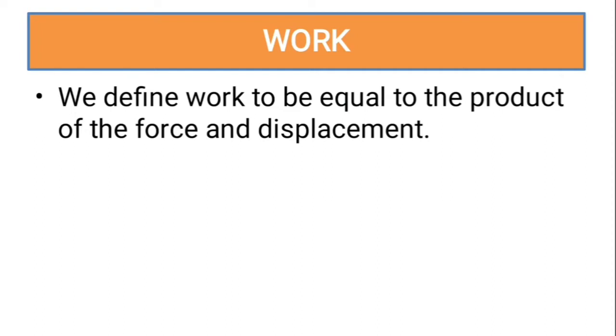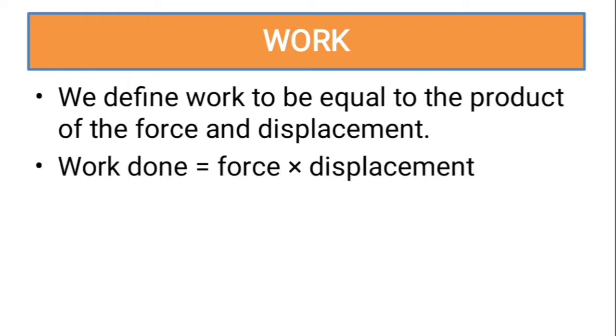Okay, so work is what? Work is nothing but the product of force and displacement. So work done is equal to force into displacement. Mathematically we calculate it in this way. Symbolically you can write W = F s, where F is force and s is displacement.